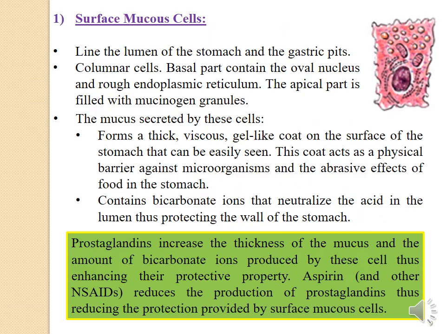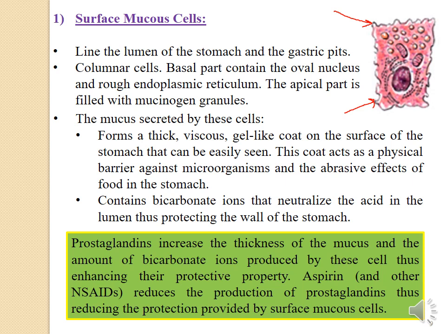Now the surface mucus cells. These cells line the lumen of the stomach and the gastric pits. The cells are columnar in shape, and these are the cells that make up the simple columnar epithelium. The basal part of the cell contains the nucleus, which is oval in shape, and rough endoplasmic reticulum, whereas the apical part contains several mucinogen granules. These are surface mucus cells, so their function is the production of mucus.